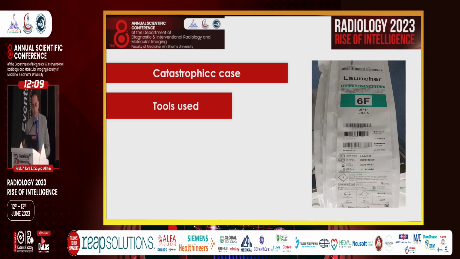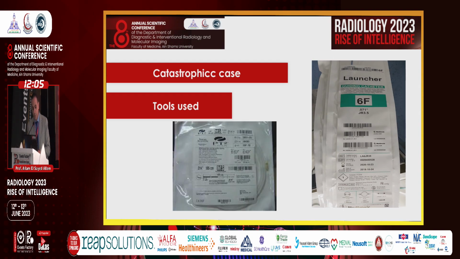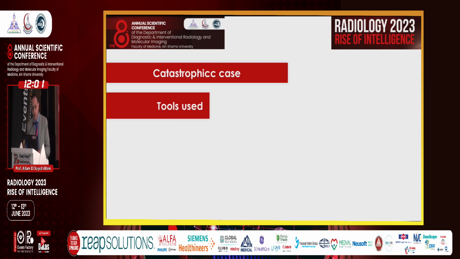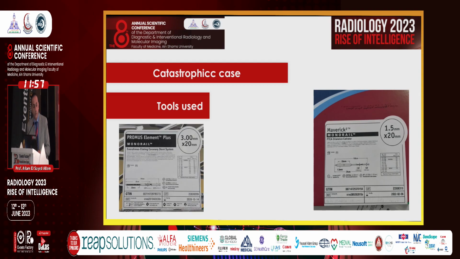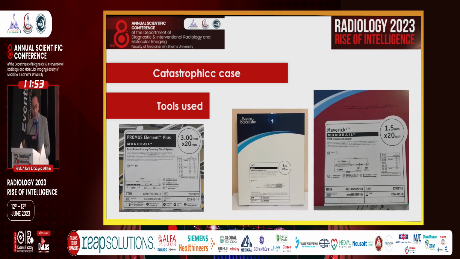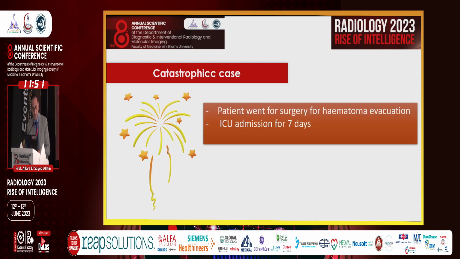The tools used in this case: we have the 6 French guiding catheter, we use the PT2 guiding wire, we use a dilatation catheter, we use a coronary eluting covered stent, and we use microcoils. After surgery, the hematoma formed from the bleeding was removed, and the patient was admitted to the ICU.